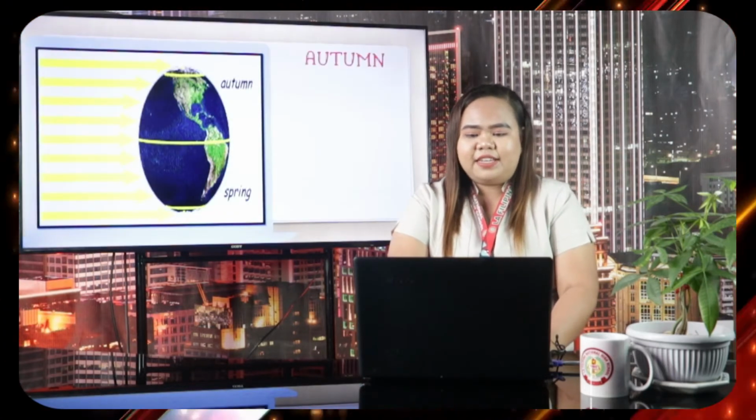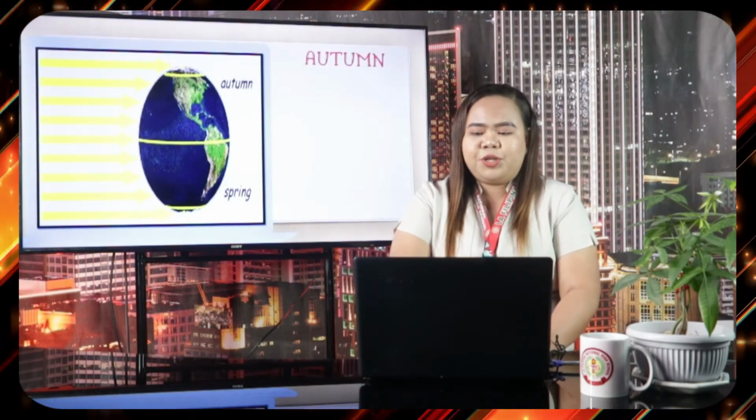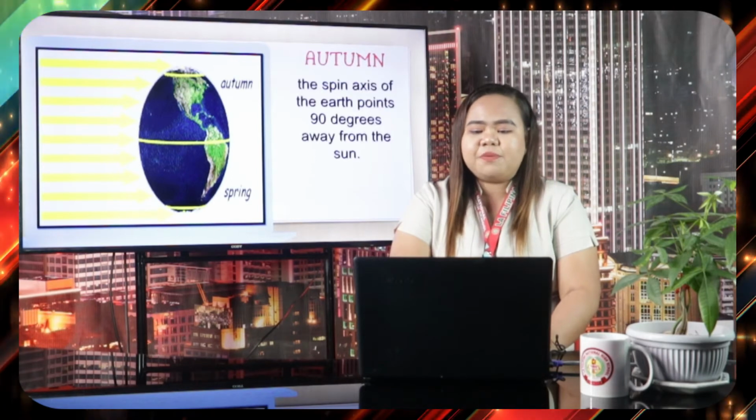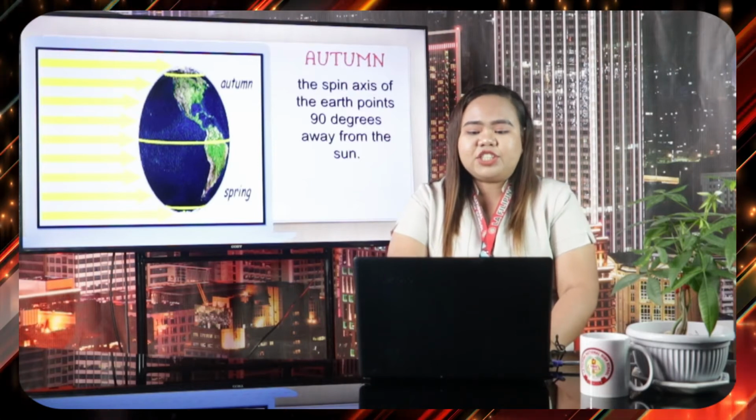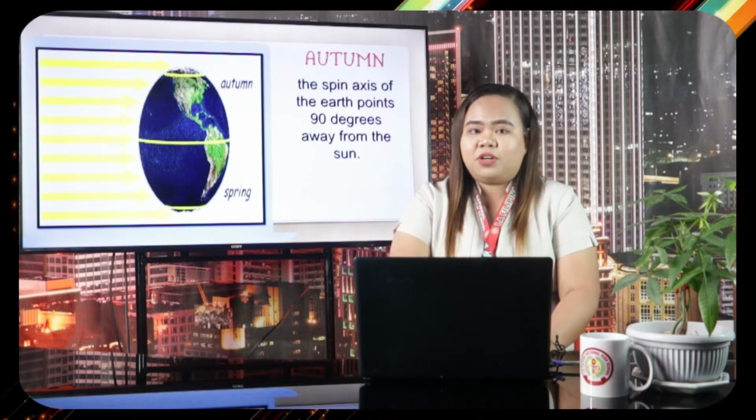Autumn, on the other hand, is when the spin axis of the Earth points 90 degrees away from the sun. As the sun crosses the celestial equator, the sun shines equally on the southern and the northern hemisphere. It is also just the same with the spring.